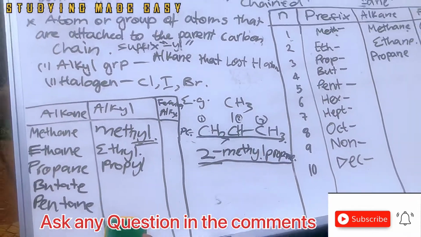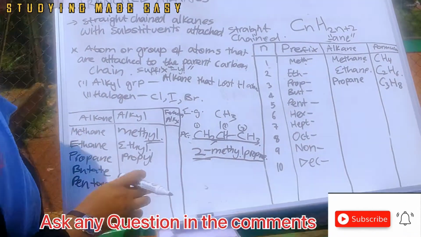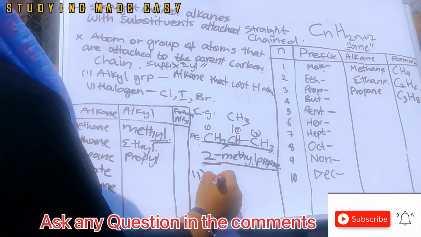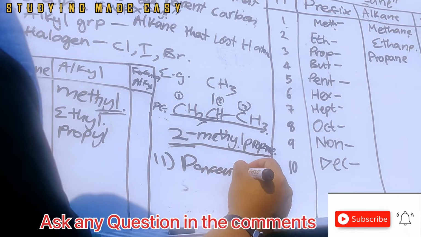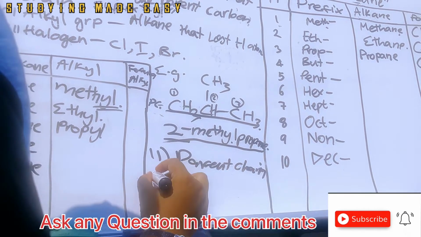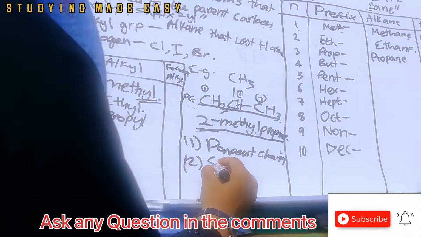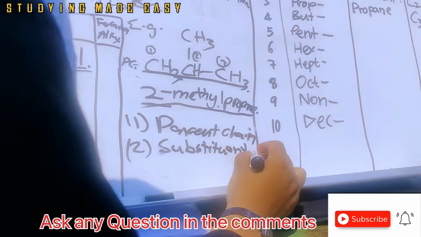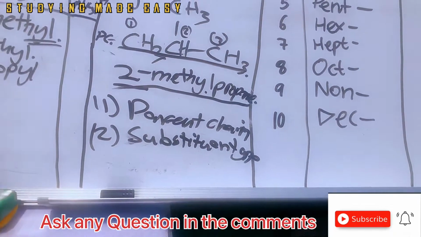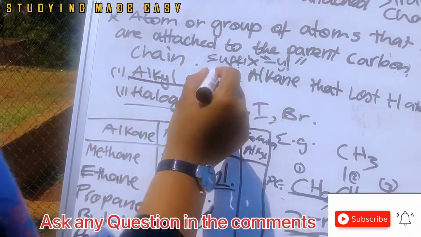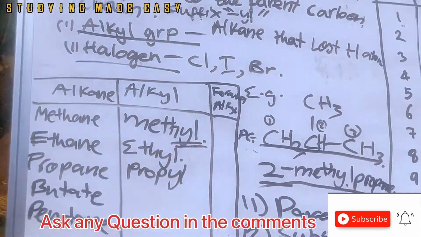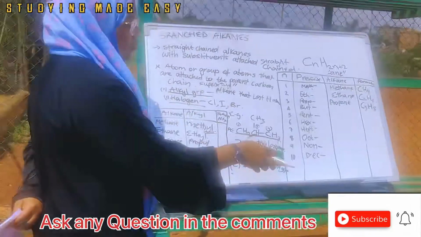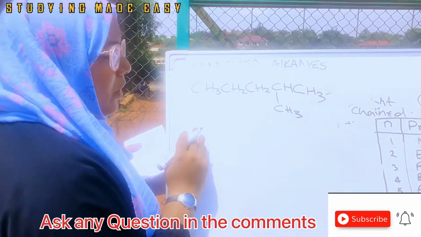Alright, I'm going to take you through step by step on how to name them, but what are the important things you need to know? 1. The parent chain. 2. You need to know the substituent group. Alright, you need to identify, is it a halogen or is it an alkyl group? Alright, those are the 2 most important things you need to know. Alright, so let's look at the steps on how to name an alkane. So I'm going to take you step by step on how to name this.